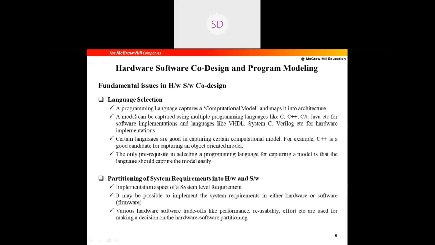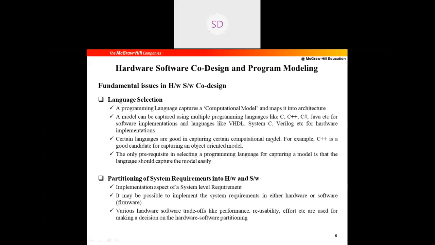A programming language captures a computational model and maps it into the architecture. Whatever architecture you have designed, for your architecture to work, there should be some computation, there should be some program, right? So we need to write that. That is nothing but the programming language. A model can be captured using multiple programming languages, like C, C++, C Sharp, Java, different types, as well as hardware languages like VHDL, embedded C, SystemC, Verilog, etc. for hardware implementation. So a big challenge arises in selecting the language in which you are going to code.